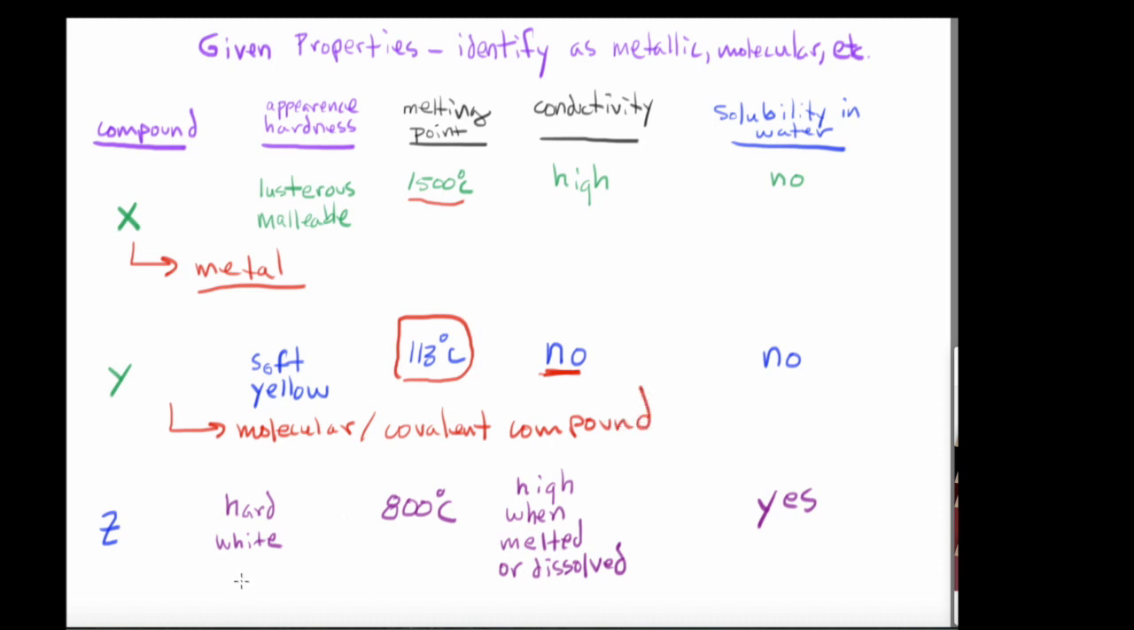All right, then we have compound Z, and we see that it is a substance which is hard and white. It has a melting point which is actually quite high. All right, and its conductivity is high when it's either melted or it's dissolved in water. And it also dissolves in water. So this compound is most likely ionic.